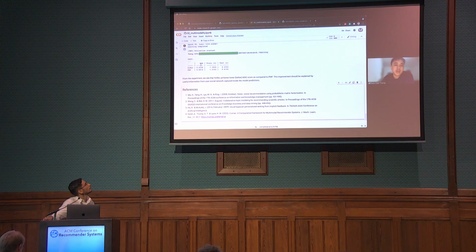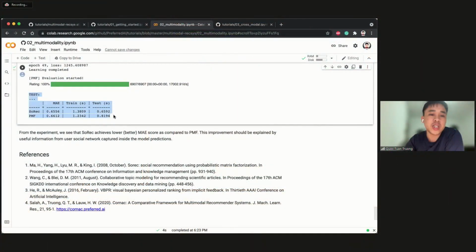Okay, so the reported result on the test set for the two models, in the first column, is in terms of MAE. We don't report any results on the training. The columns train and test that you see here are the time, how many seconds are taken for each of the models to do the training and to do the testing.